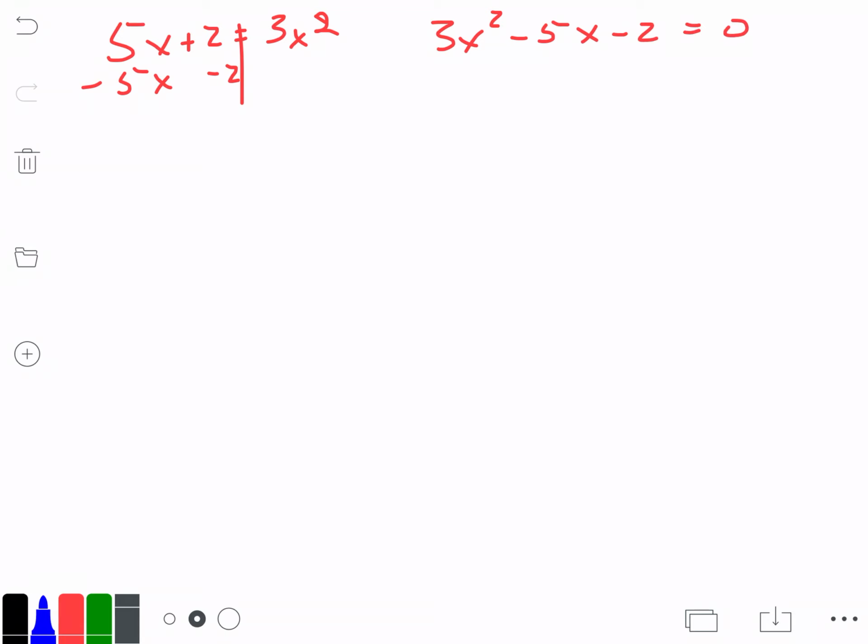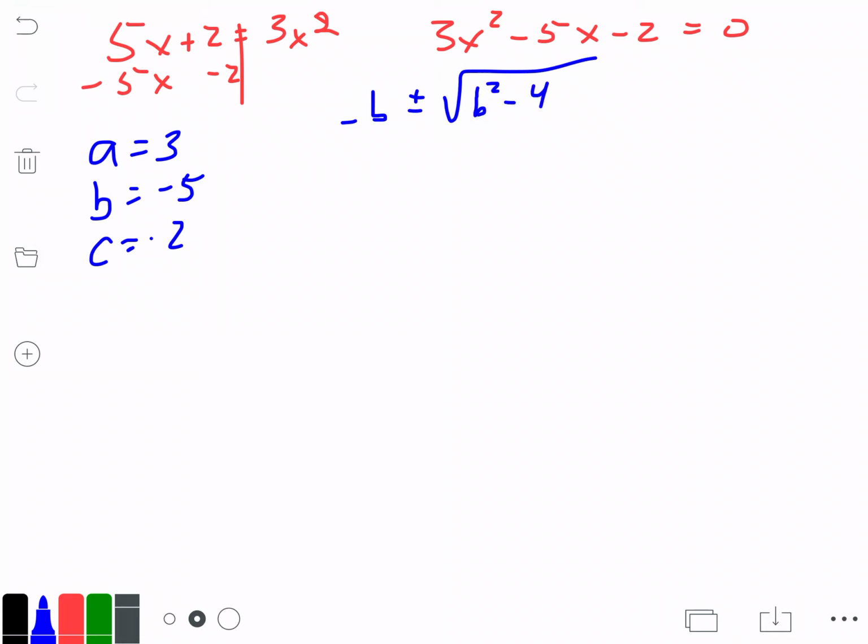So now we have to find our a, b, and c. Our a is 3, b is negative 5, c is negative 2. Then all you have to do is plug that into the equation: negative b plus or minus the square root of b² − 4ac, all divided by 2a.